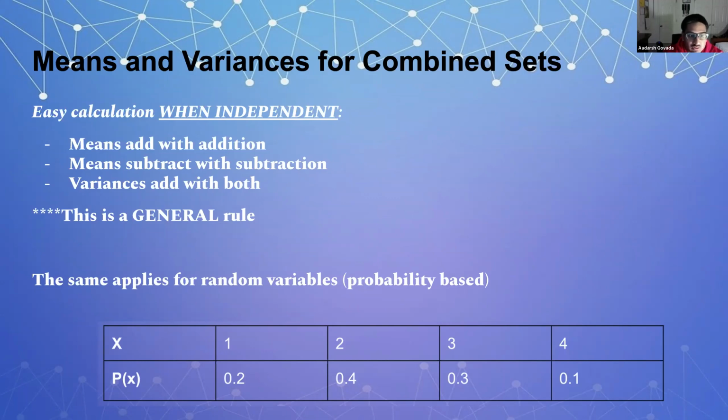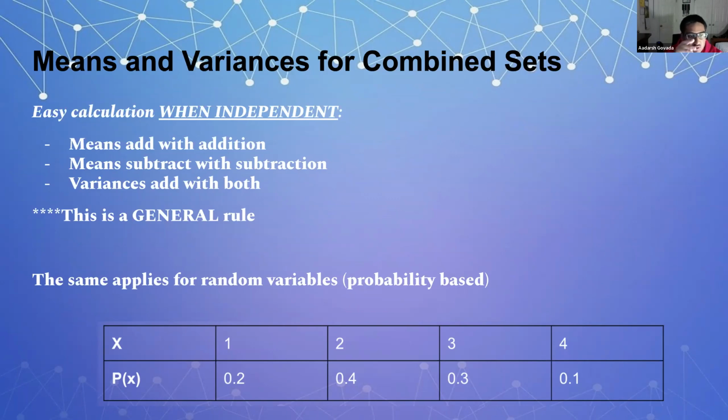When the sets are independent, what you can do is take the mean of the first set and the mean of the second set and just add them together. If you're adding the two sets together, all you have to do is add the means together and you get the new mean. If you're subtracting the second set from the first set, it's exactly what you'd expect. You subtract the second mean from the first mean.